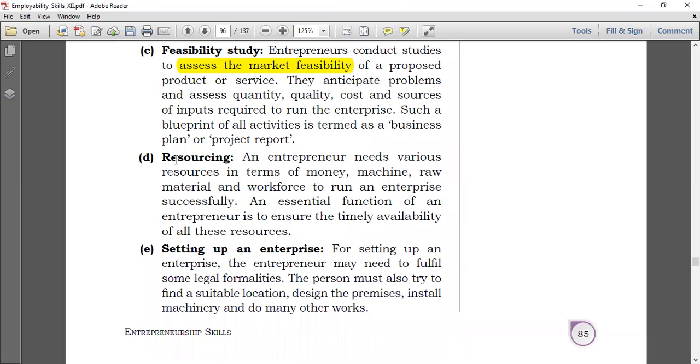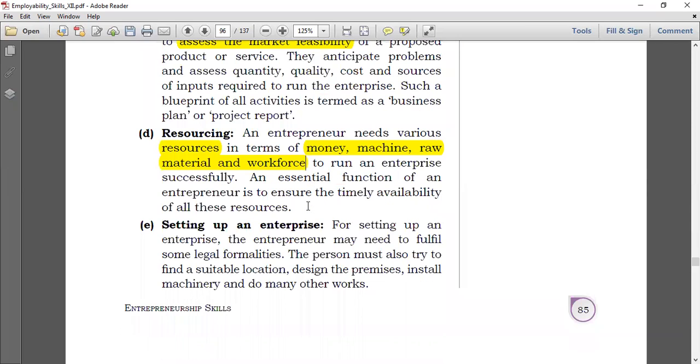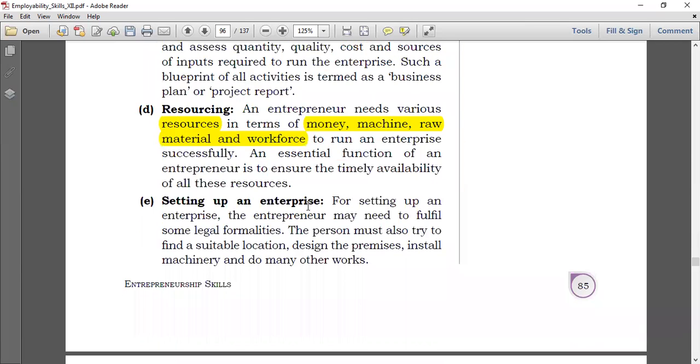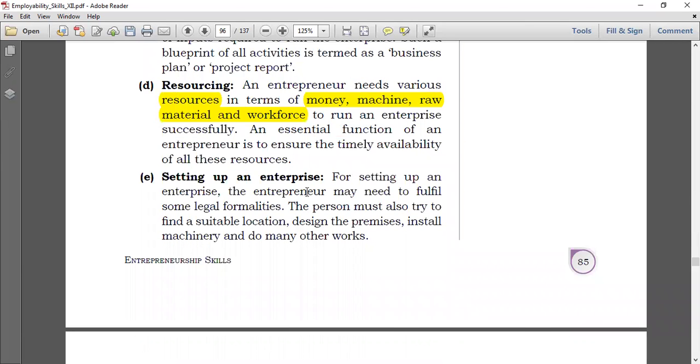Then is resourcing. See, entrepreneurs need a lot of resources. What all comes under resources? Money, machine, raw material, workforce, right? First of all, they need money, they need technical machines, they need raw materials for the production they want to do, they need workforce, they need manpower, right? So identifying these resources is again a very important function.